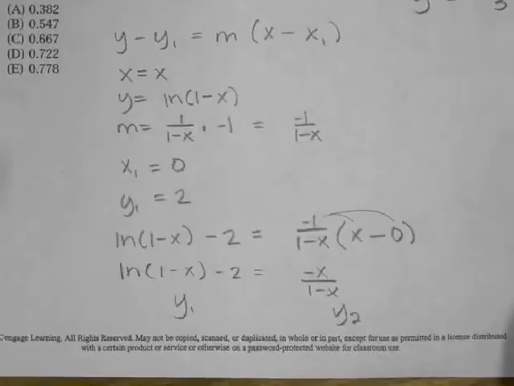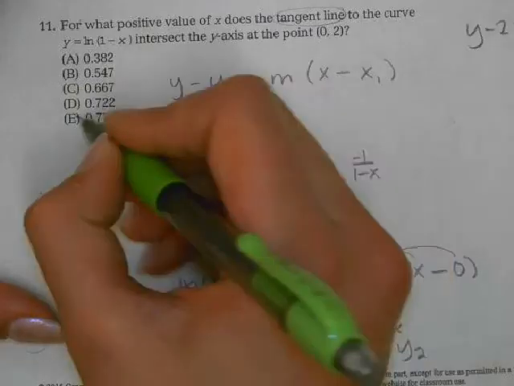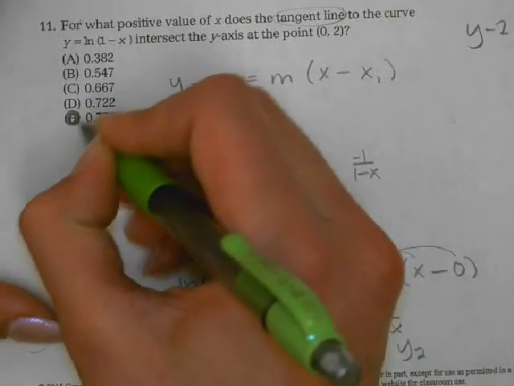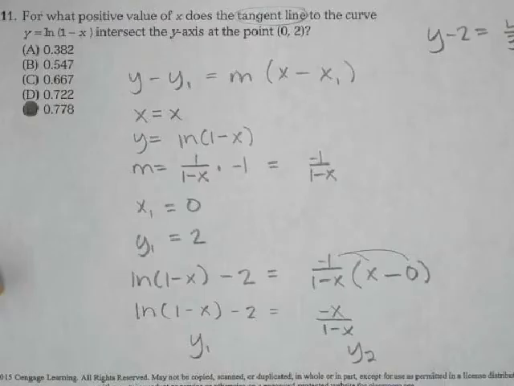So I went ahead and I made my window so that my x min and my x max were between -1 and 1, and then I just used the intersect option to find that x is 0.778. So kind of simple when you think of it this way.